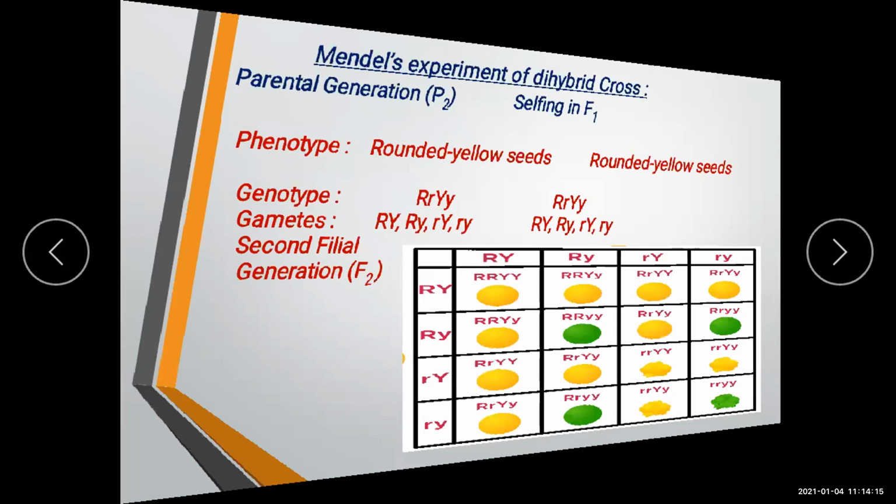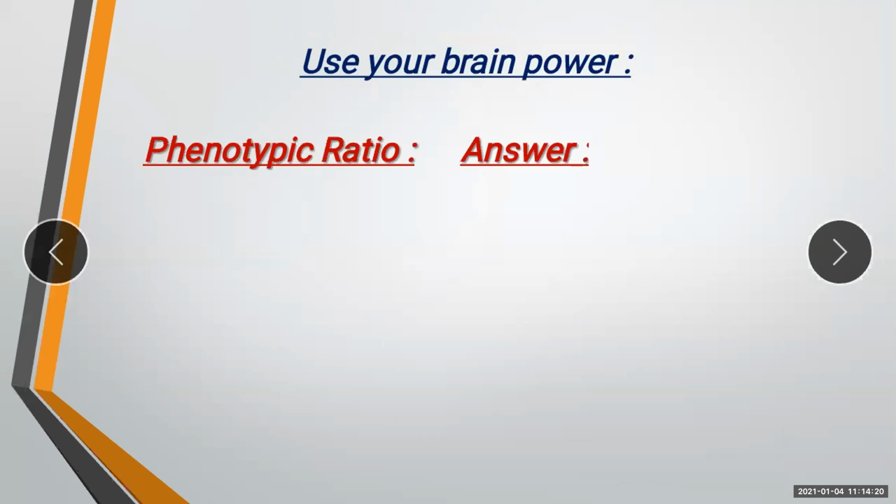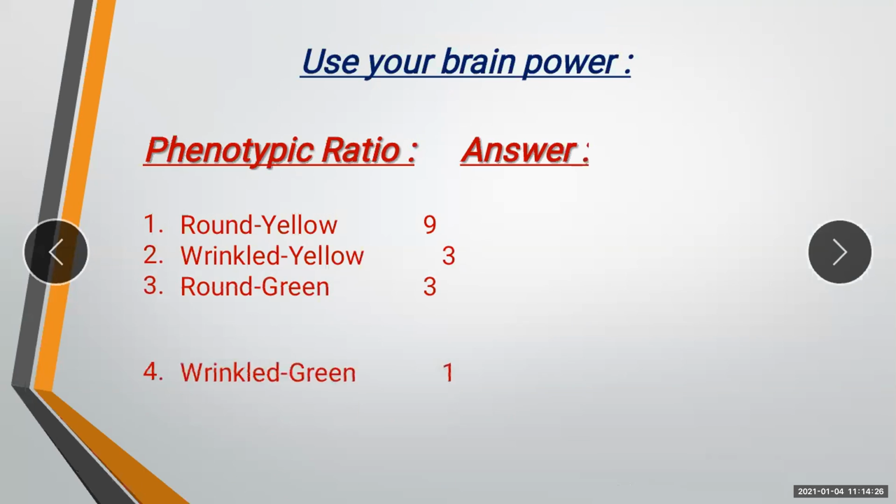So the phenotypic ratio is round yellow 9, wrinkled yellow 3, round green 3, and wrinkled green 1. So the phenotypic ratio for Mendel's dihybrid cross is 9 is to 3 is to 3 is to 1.